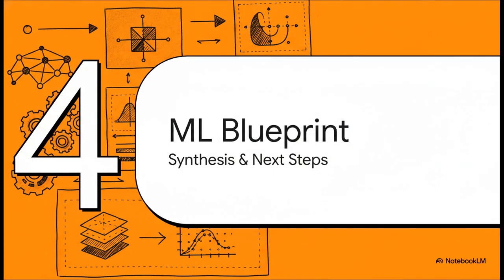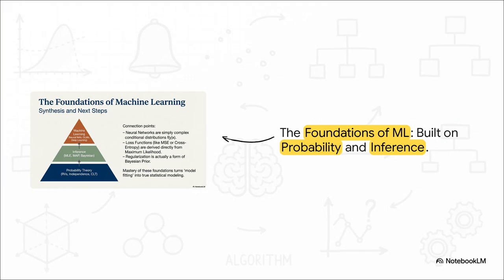So let's just take a step back and put this all together. We've journeyed all the way from single variables to building complex models. It's time to look at the complete blueprint that we have just constructed. This pyramid just perfectly summarizes our entire explainer. At the very bottom, you have the bedrock, probability theory. That's our concepts like independence and the Central Limit Theorem.